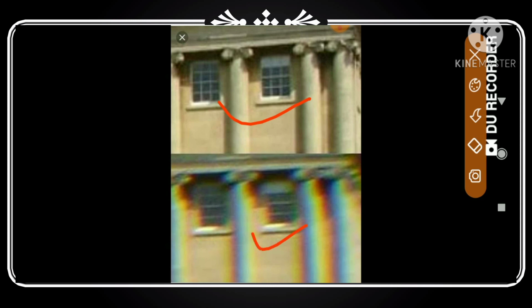This is the chromatic aberration picture. You can see the first one is a clear picture, and in the second one the image is formed as a spectrum. All the colors are blurred and a spectrum is formed here, not a clear image. This is due to the defect in the lenses, which is known as chromatic aberration. This one is the defect in the lenses.